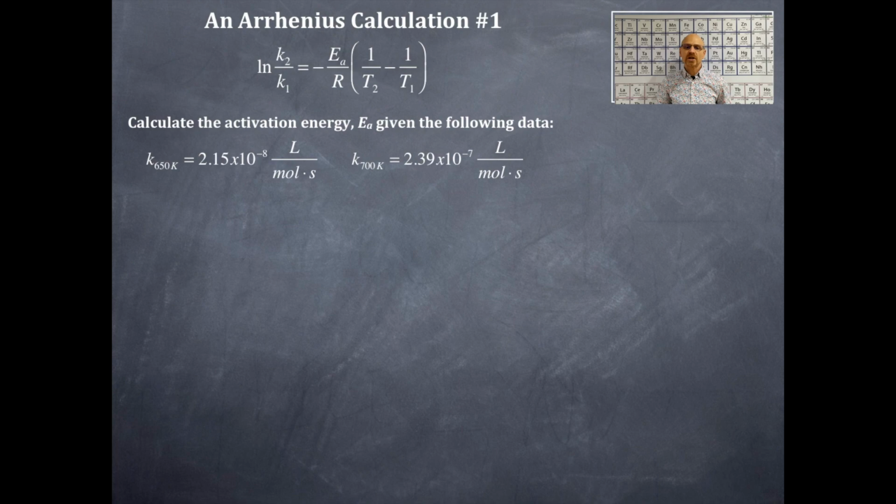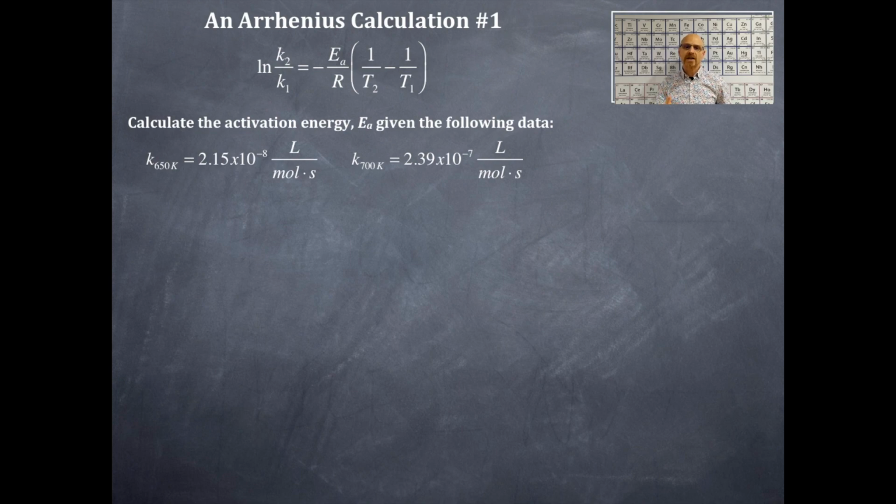Okay, which equation are we using? We are using this equation, which is the two simultaneous equations of the Arrhenius equation. So that's natural log of K2 divided by K1, those are the two rate constants, is equal to negative E sub A over R, that is the gas constant, times 1 over T2 minus 1 over T1. Okay, we are solving for the E sub A, the activation energy here.